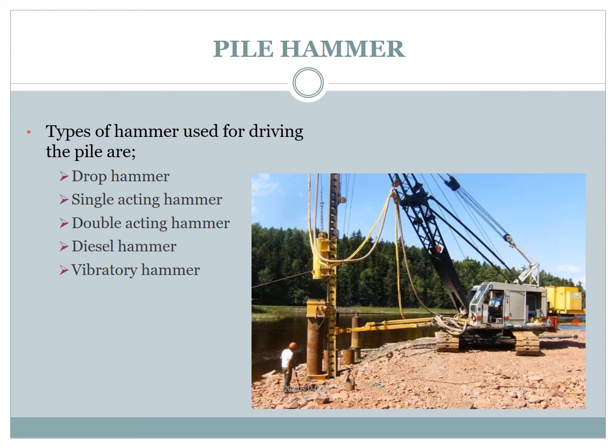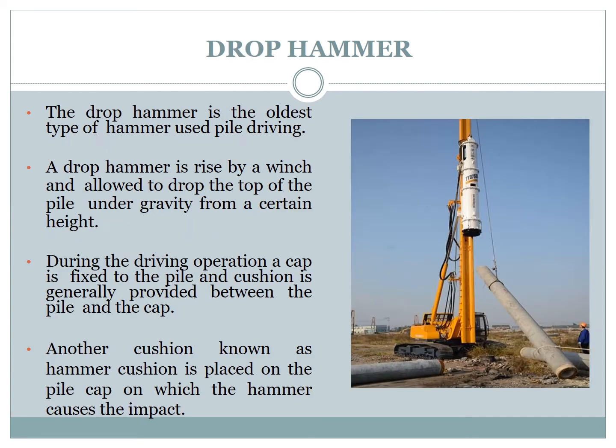Next, the pile hammer. The following types are commonly used: drop hammer, single acting hammer, double acting hammer, diesel hammer and vibratory hammer. First, the drop hammer. The drop hammer is the oldest type of hammer used for pile driving, and it is rarely used these days because of its very slow rate of hammer blows.